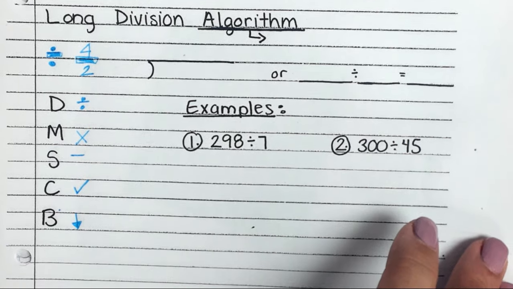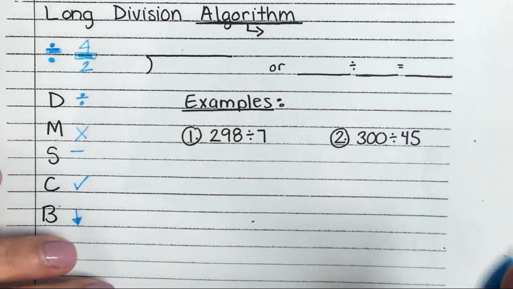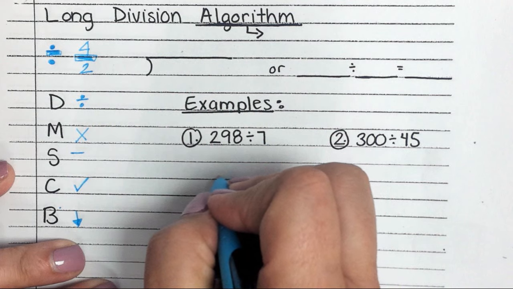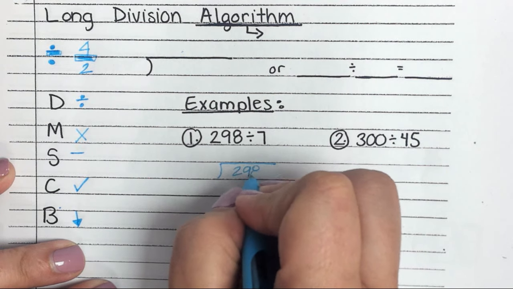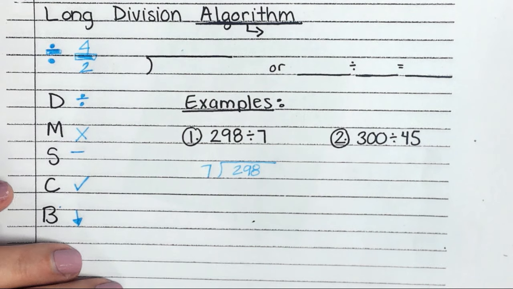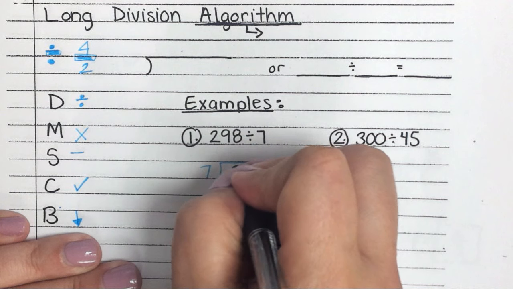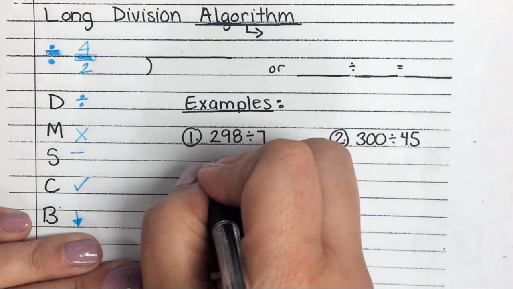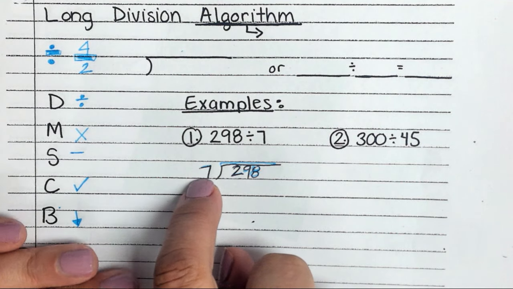Alright, so let's start a couple of problems together. We're going to use our traditional algorithm. We're always going to work our problems out using the house, the division house. So we have 298 divided by 7. Let me swap pens here so you can see it better. 298 divided by 7. Dividends always first, divisors always second.